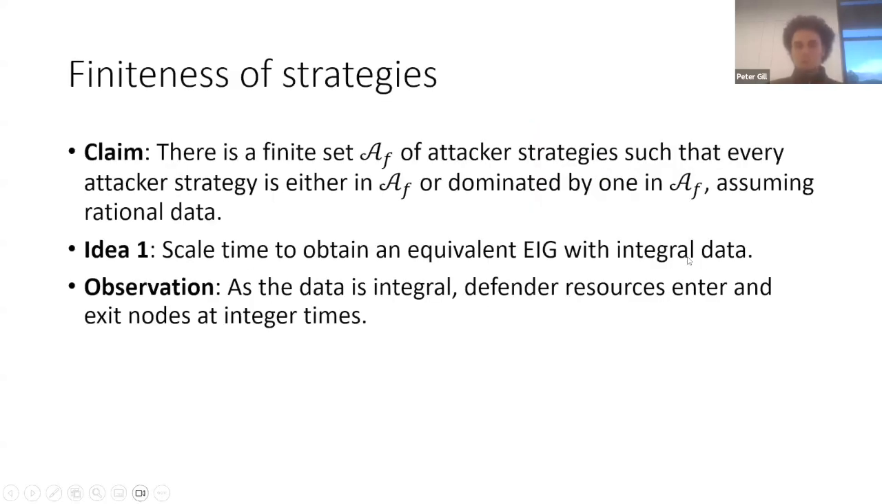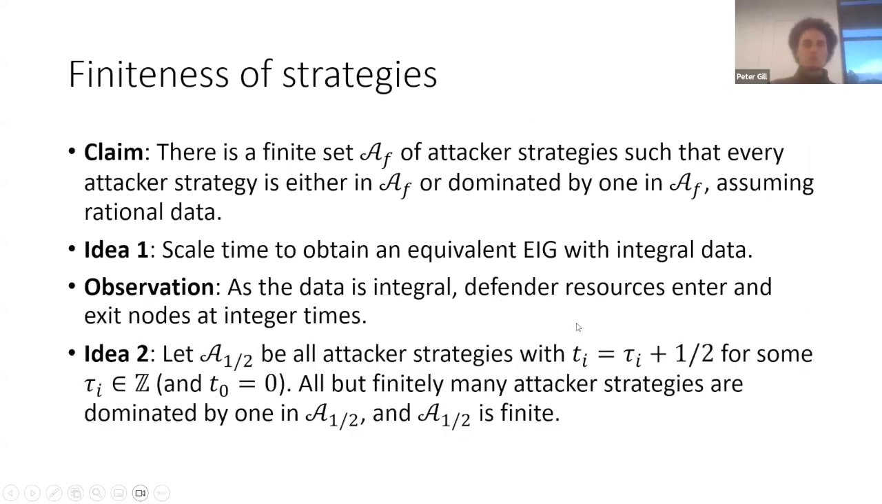So we can pretty much assume integral data if we start off with rational data. And so integers are nice to work with, arguably. So I can now consider all those strategies that are tucked between the integers. I just pick half integers, right smack in the middle. And so clearly this set is now finite. The set of all half integer strategies is finite.